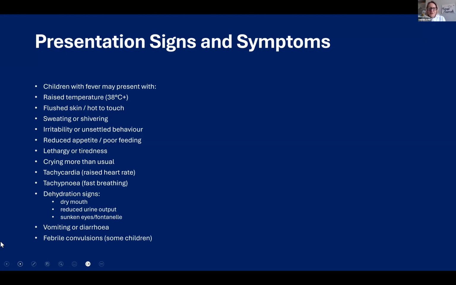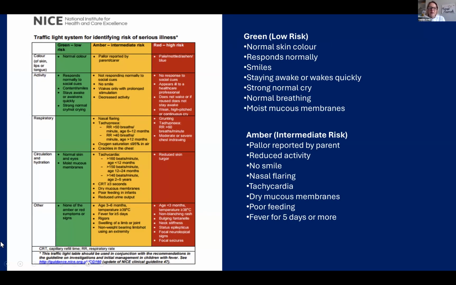The NICE guidance uses a traffic light system for identifying those at risk of serious illness. Green is low risk, amber is intermediate risk, and red is high risk. This hasn't appeared in the NMC supporting documents, so I don't think you'll have it in your OSCE, but it's a good thing to know for clinical practice. In your exam too, if you know what some of the red high-risk identifiers are, then you can respond to those appropriately.